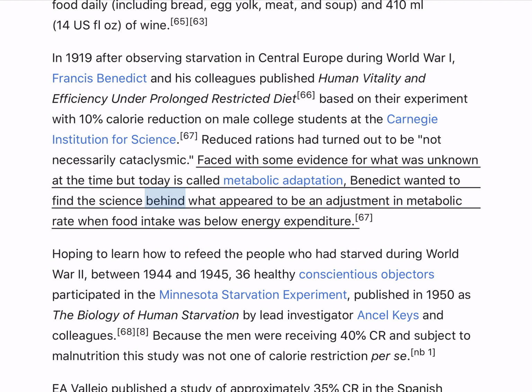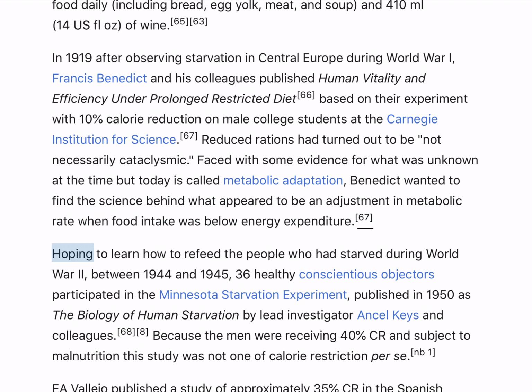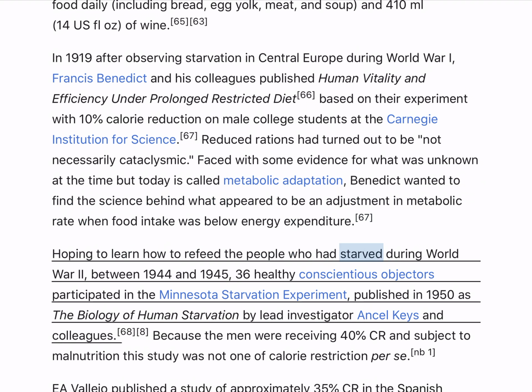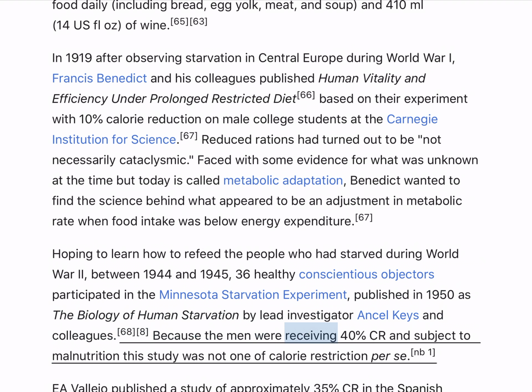Benedict wanted to find the science behind what appeared to be an adjustment in metabolic rate when food intake was below energy expenditure. Hoping to learn how to refeed the people who had starved during World War II, between 1944 and 1945, 36 healthy conscientious objectors participated in the Minnesota starvation experiment. Published in 1950 as The Biology of Human Starvation by lead investigator Ancel Keys and colleagues. Because the men were receiving 40% CR and subject to malnutrition, this study was not one of calorie restriction per se.